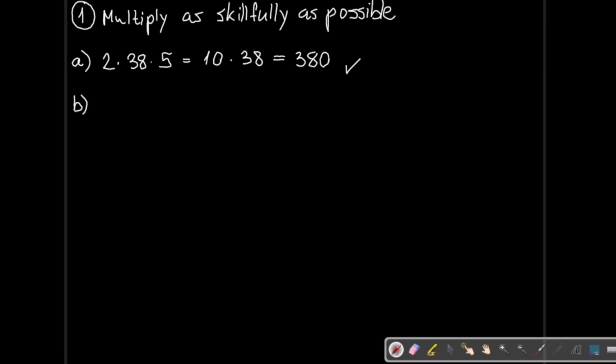Okay, let's move to the next example. We have 14 times 25 times 4.